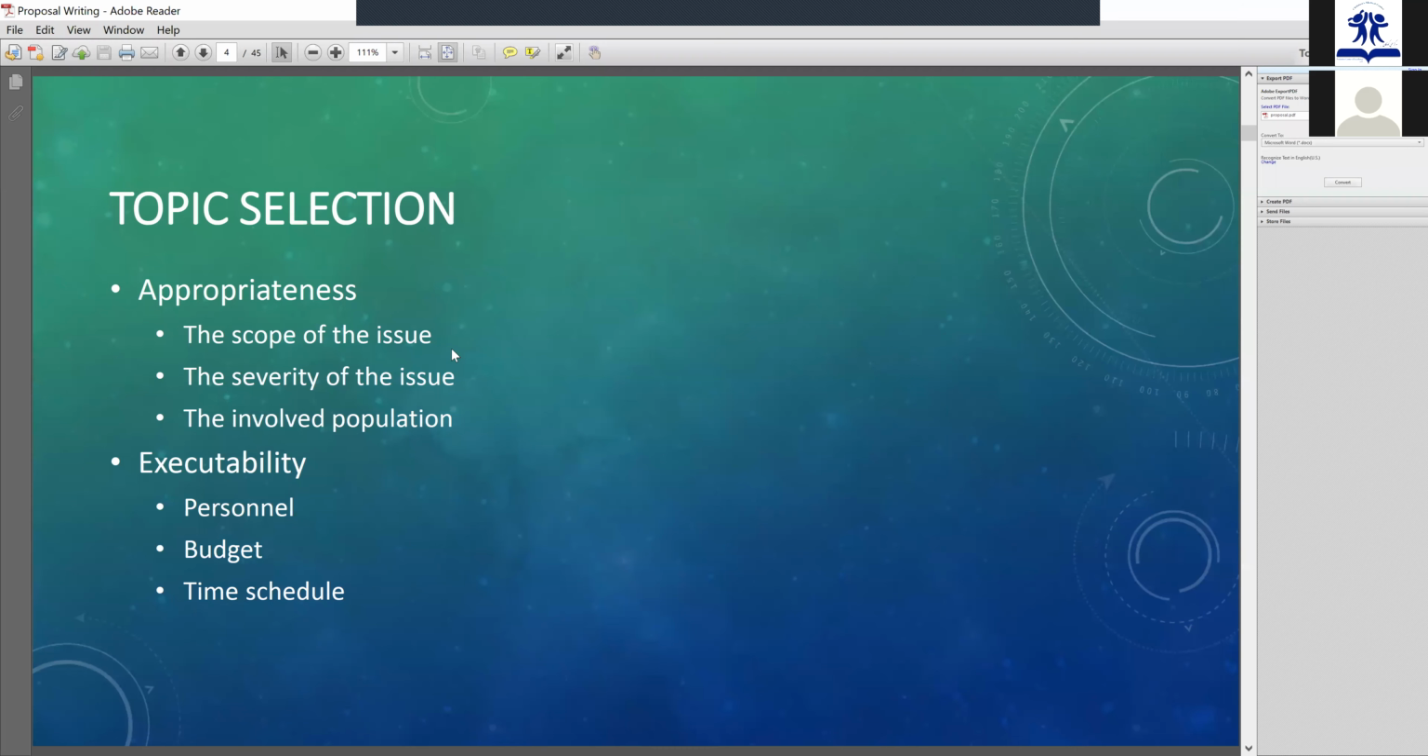But for choosing a topic, there are some points that you need to consider, and the topic needs to meet some criteria so that the committee in the university accepts it as the topic of your thesis. First of all, the topic should be appropriate. It means that you should pay attention to the scope of the issue, to the severity of the issue, and the involved population.